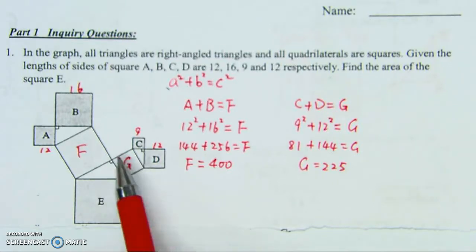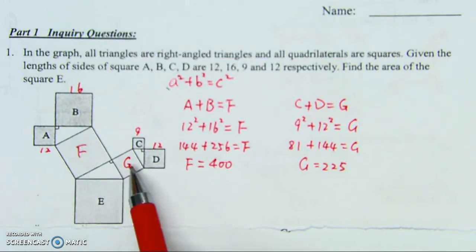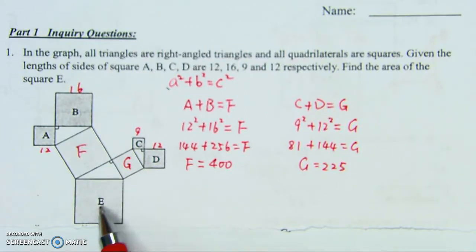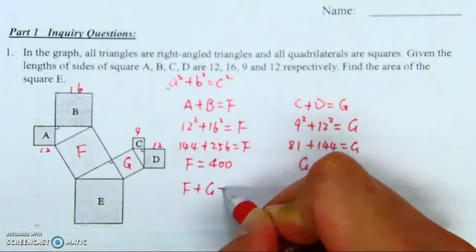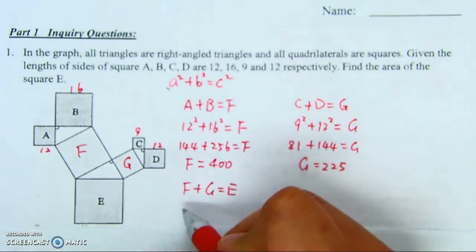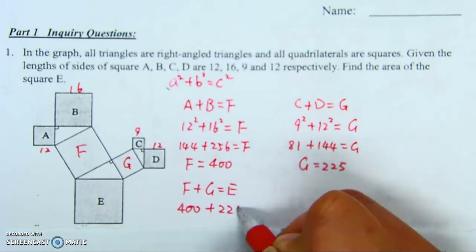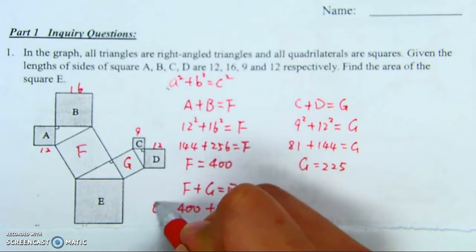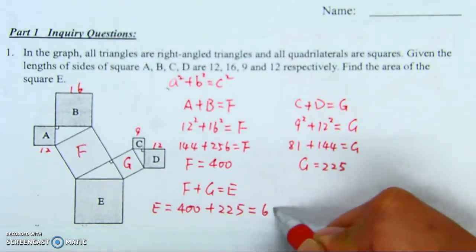Okay, now after we know the value of the area of F and also the area of G, E has the same relationship. So A squared plus B squared equals C squared. So we can write F plus G equals E. So that is 400 plus 225. That is the E. So the area E equals 625.